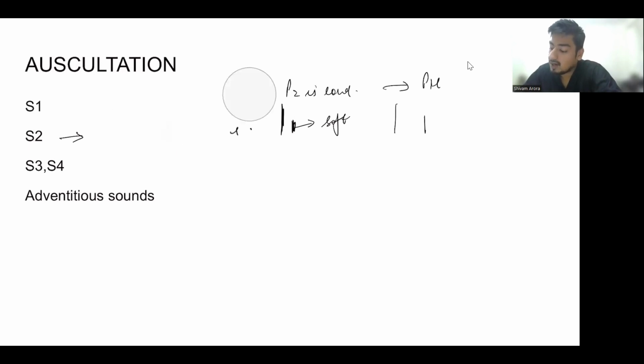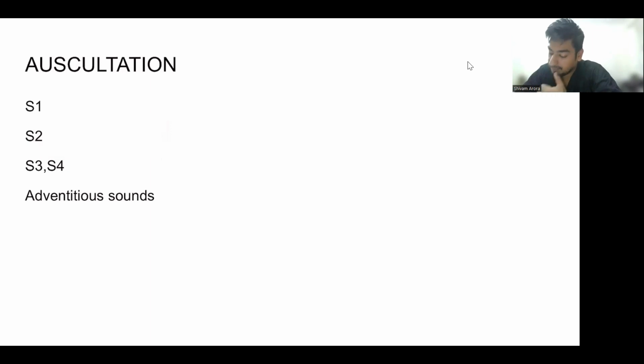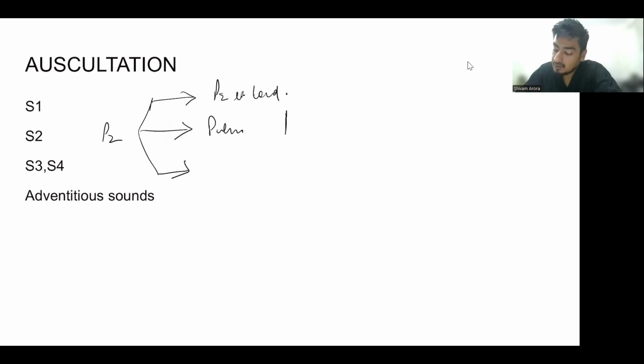So how can we say that P2 is loud? We have three things. Generally, splitting is not heard in any other area, but if you are able to appreciate splitting in any area other than the pulmonary area, then P2 is loud. Other than that, in the pulmonary area, A2 is normally louder than P2, but if P2 is louder than A2, then we can say that P2 is loud. Along with that, if P2 is palpable, then we can say that P2 is loud.